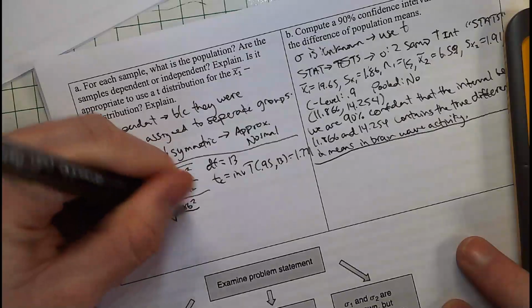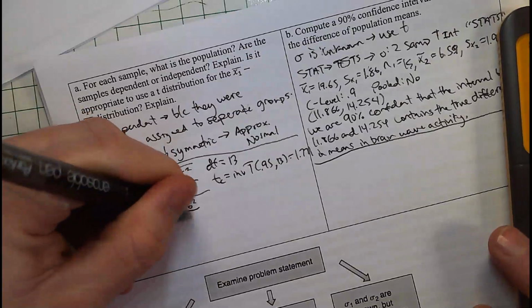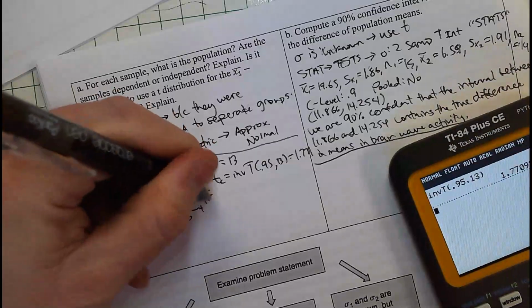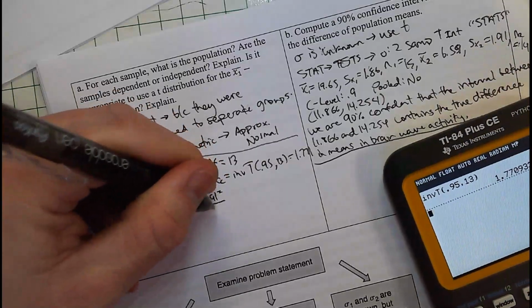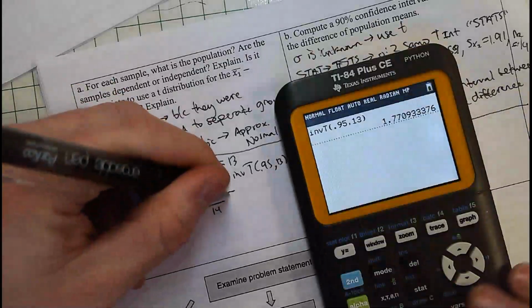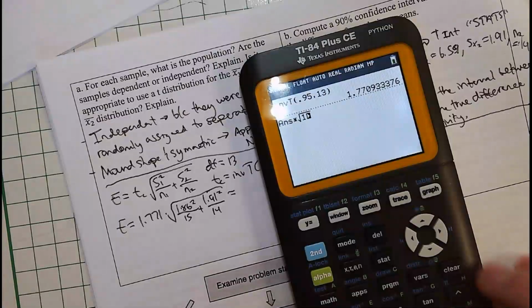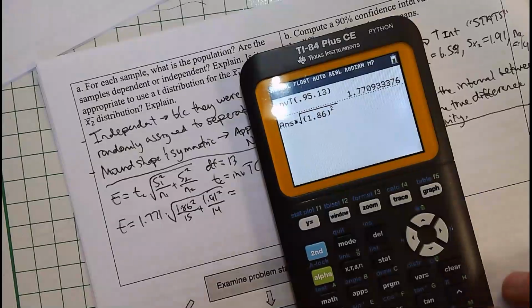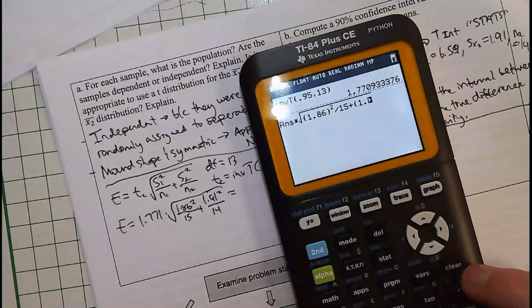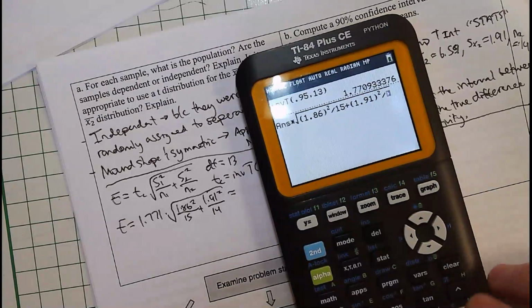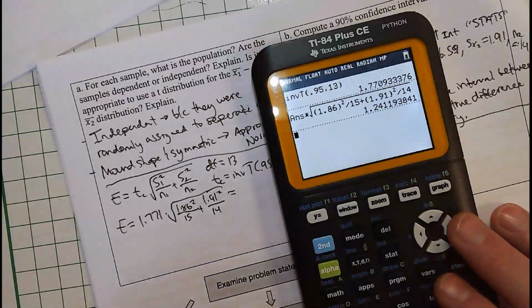1.86 squared divided by 15 plus 1.91 squared divided by 14. So times. So I would not do this by hand. Squared divided by 15 plus 1.91 squared divided by 14. 1.241.